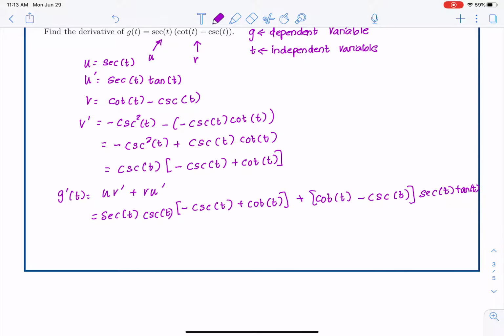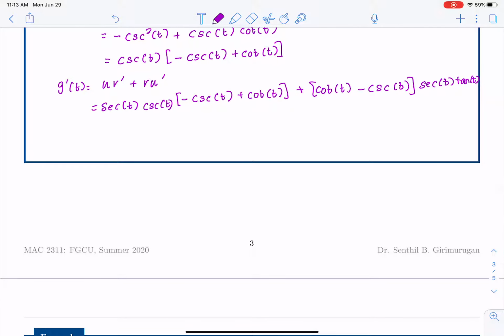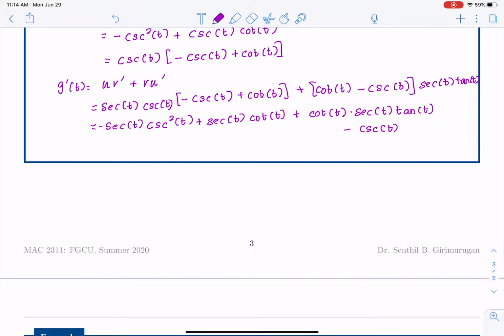Could we simplify this in some form? Let's distribute. We'll have secant t times cosecant t squared with a negative, plus secant t times cosecant t times cotangent t, plus cotangent t times secant t times tangent t, minus cosecant t times secant t times tangent t.